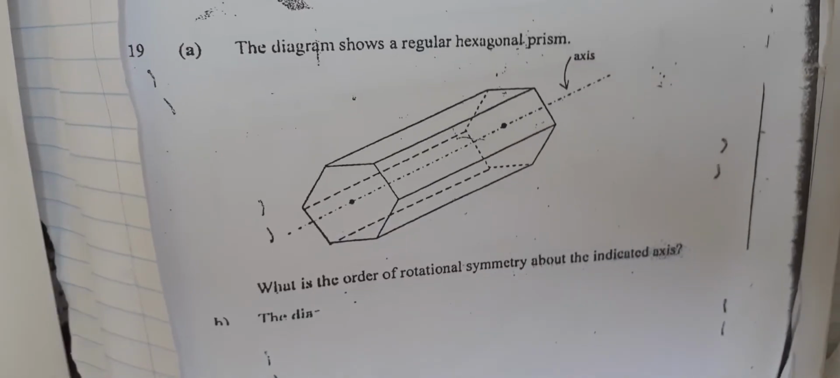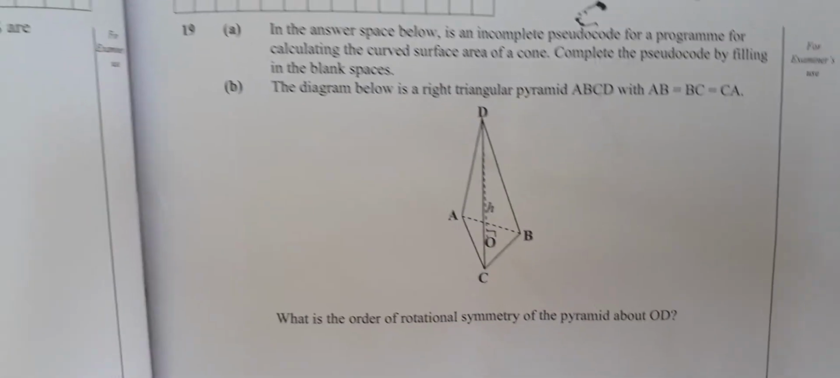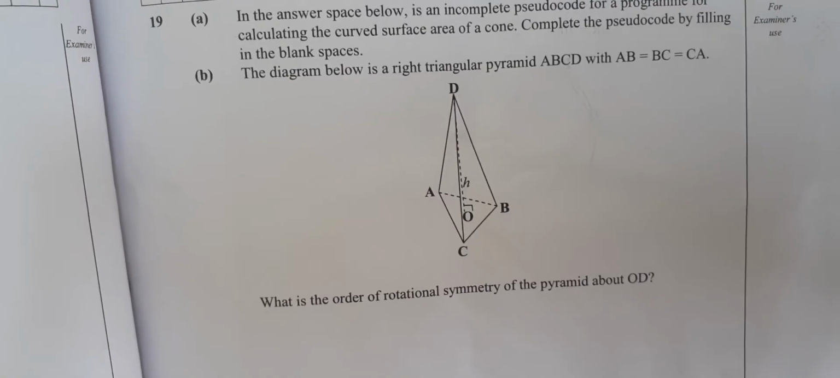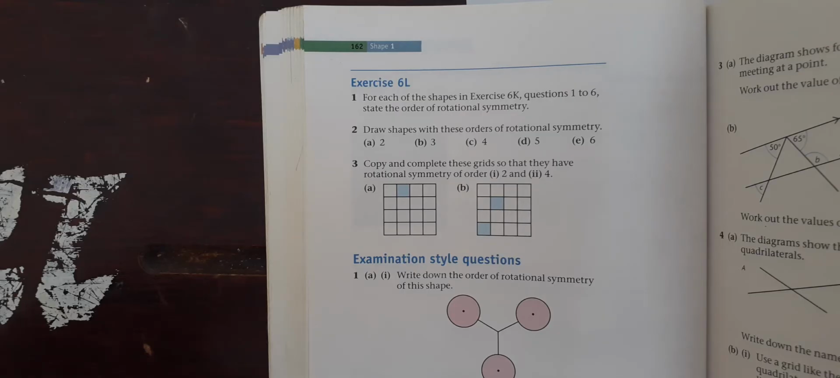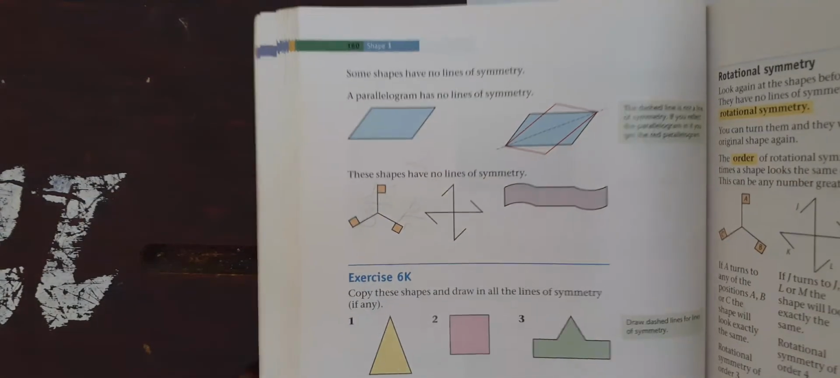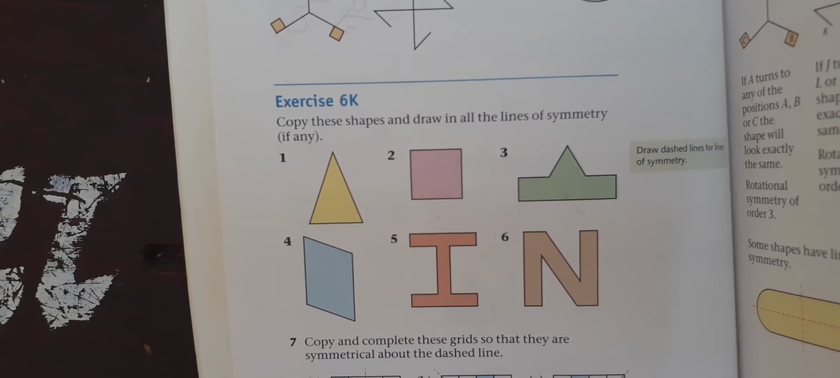These are paper questions from the past exam papers. This one I already showed you. We said the answer is 3. For question 1, they're saying for each of the shapes in exercise 6K, questions 1 to 6, state the order of rotational symmetry. The exercise that they're talking about is this one here. State the order of rotational symmetry of each of these.